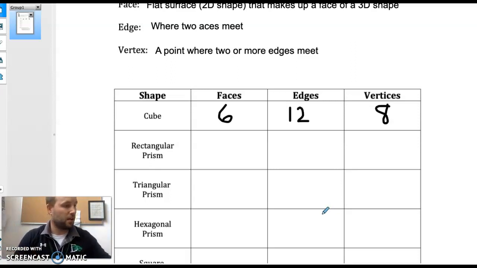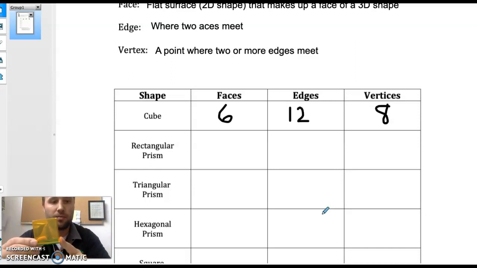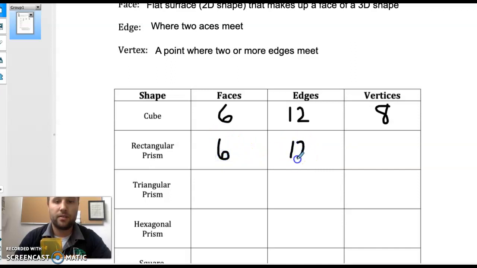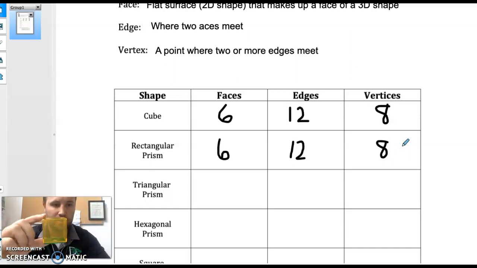Rectangular prism, where are we at? Here we go. Kind of the same idea. Rectangular prisms are really just the same idea, but remember, in a cube all faces are equal, whereas in a rectangular prism all faces are not equal. So you're going to have 6 faces, 12 edges, and 8 vertices. The difference is, remember, in a cube all sides are equal, even the faces, and in a rectangular prism, opposite sides are equal.